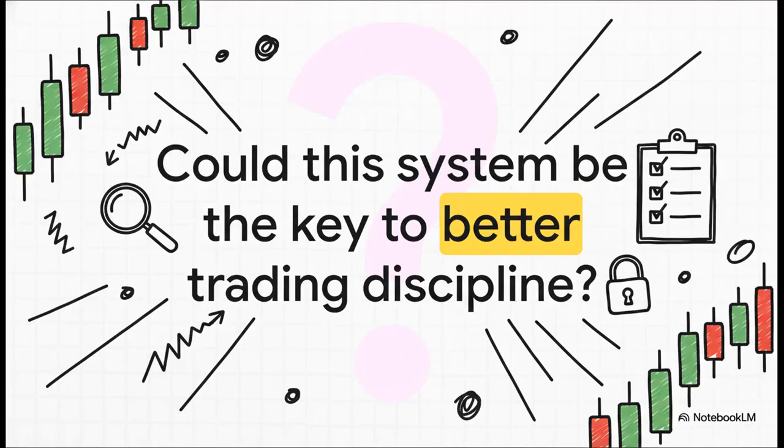So when you boil it all down, Heiken Ashi just simplifies things. It smooths out the chart, it cuts out the noise, and it gives you a clear, rule-based way to get in and get out of trades. And that really leaves us with one big question for you to think about. By taking all that noise and emotion out of the equation, could a simple system like this be the key to finally improving your trading discipline?